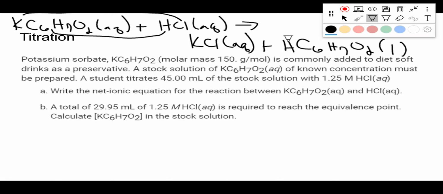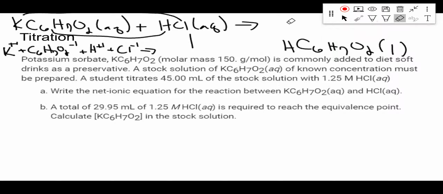So then from here, we need to go through and break it down into the complete ionic equation and then write my net ionic equation. Again, I'm going to leave out states of matter because I don't have a lot of room here. I'm going to have K plus 1 plus C6H7O2 minus 1 plus H plus 1 plus Cl minus 1 yields. On the other side, I'm going to have to erase these things. I'm going to have my KCl, which is going to completely ionize.